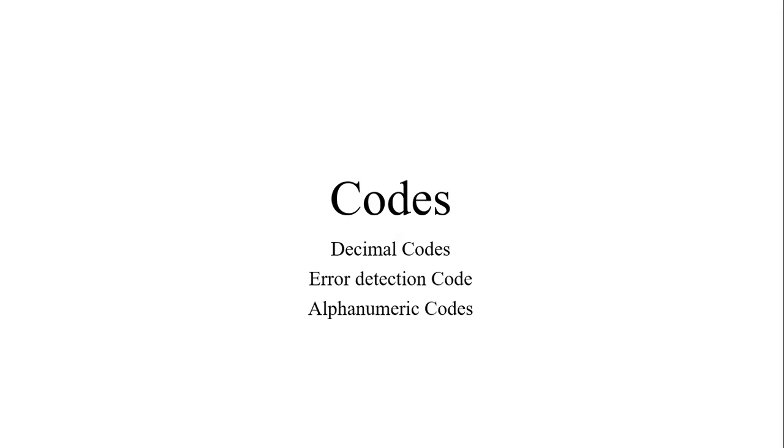Our today's lecture is about codes. In today's lecture, we are going to discuss what codes are, different types of codes, numeric codes and alphanumeric codes. In numeric codes, we are going to discuss decimal codes, and in alphanumeric codes we are going to discuss ASCII codes, and also we are going to discuss error detection codes.